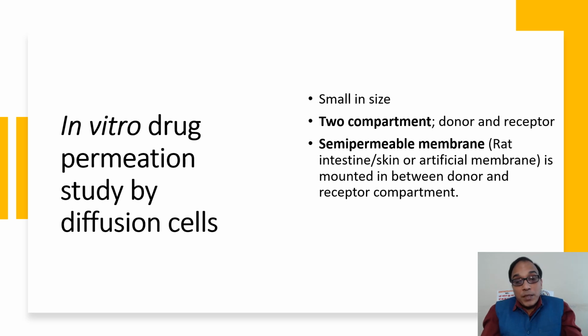In vitro drug permeation study by diffusion cell. As we have discussed also in the BCS, the diffusion cells are small in size. They are not as big as the dissolution apparatus. They have two compartments, the donor compartment, upper, and the lower one is the receptor compartment. A semi-permeable membrane is affixed. It may be an artificial membrane, or a natural one, made of human cadaver skin, skin of the rat, or the intestine of the rat. It is mounted in between the donor and the receptor compartment.